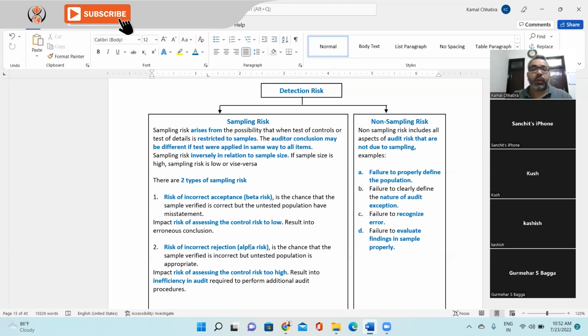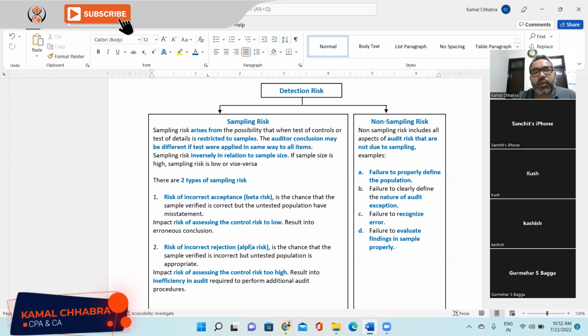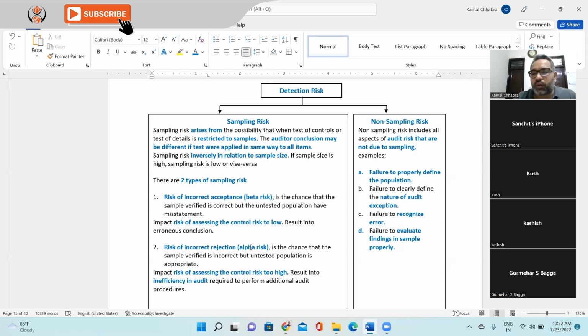Absolutely true. So risk of incorrect acceptance, that is beta risk, is the chance that the sample verified is correct, but the untested population has misstatement. So this impacts the risk of assessing control risk as low. Because you have tested a certain sample and you have not found any mistake, in that scenario your conclusion on the control risk will be low, right? If your control risk is low, then your sample for the test of detail will also be low, right? Make sense?